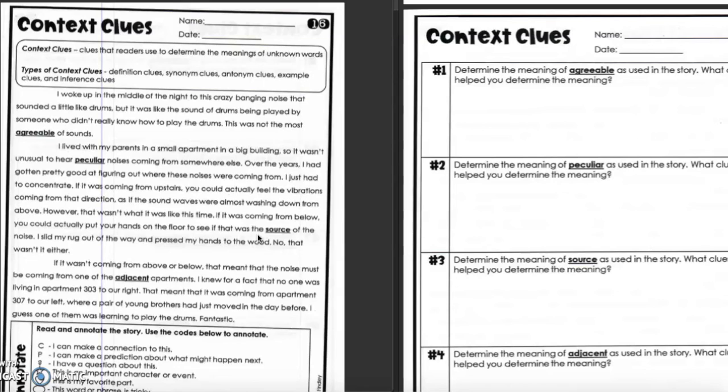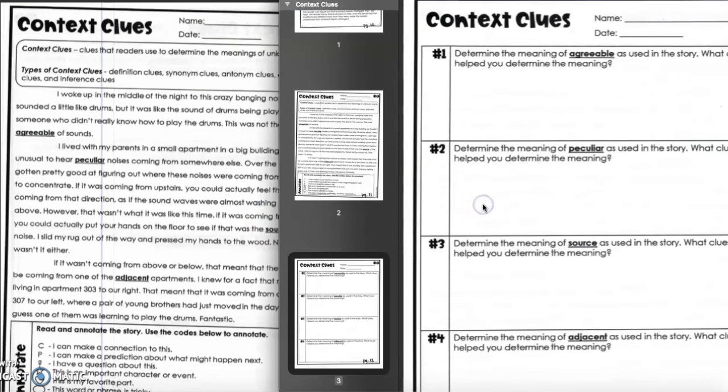And to check that, I just inserted my answer in place of source. So, however, that wasn't what it was like this time. It was coming from below, and you could actually put your hands on the floor to see if that was the cause or if that is where the noise was coming from. And if that makes sense, then you're good to go. So that totally makes sense. So we've determined what source means.